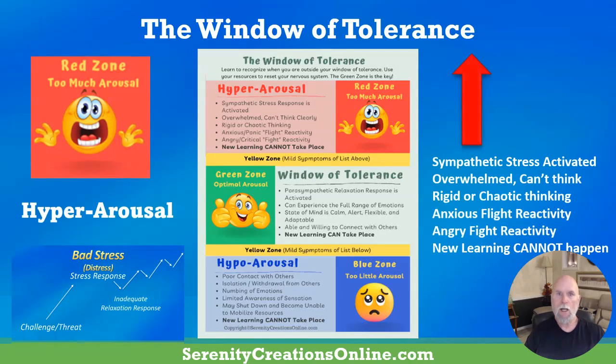The red zone is a consequence of too much arousal or hyperarousal. This comes from that staircase effect. When we're constantly triggered into the red zone, our sympathetic nervous system is activated. We become overwhelmed and can't think clearly, or our thinking might become rigid or chaotic. We will experience that anxiety and panic of flight reactivity, or the anger and criticalness of fight reactivity. Of critical importance is the fact that any time we are outside our window of tolerance, new learning cannot take place. This is because neurogenesis, or brain growth, does not occur when the sympathetic stress response is activated.